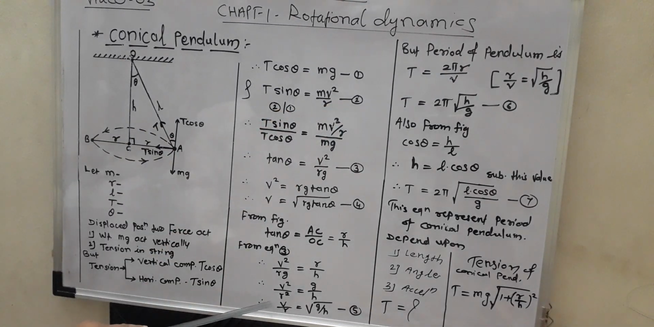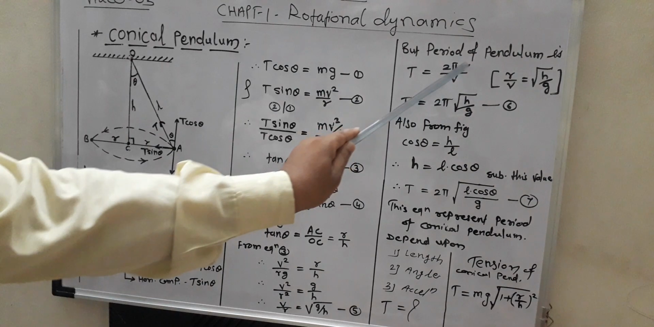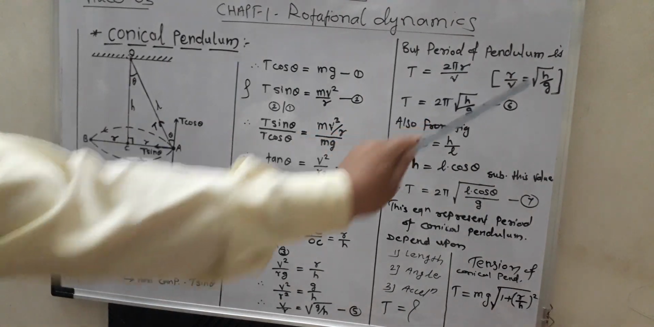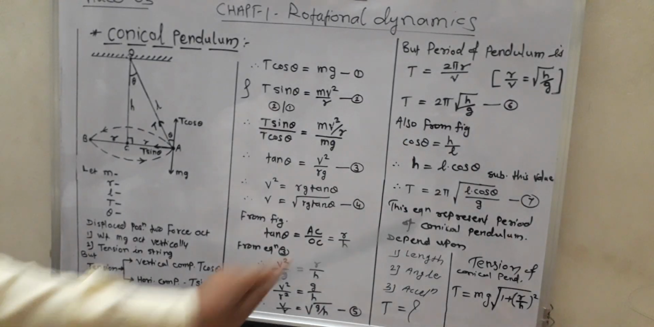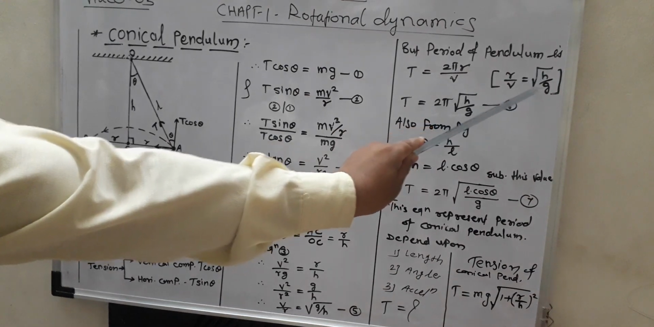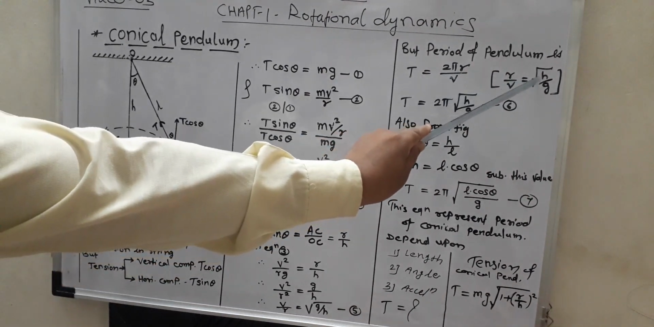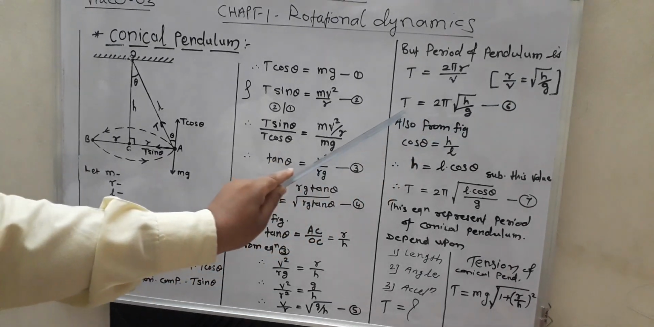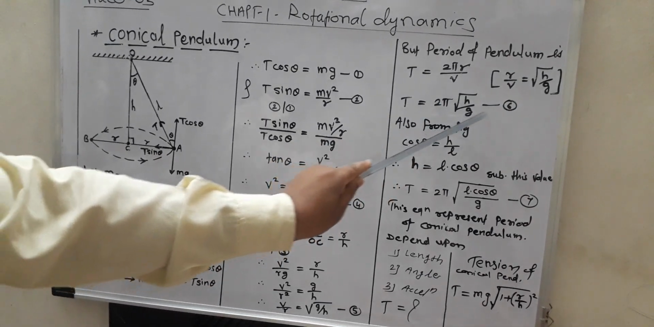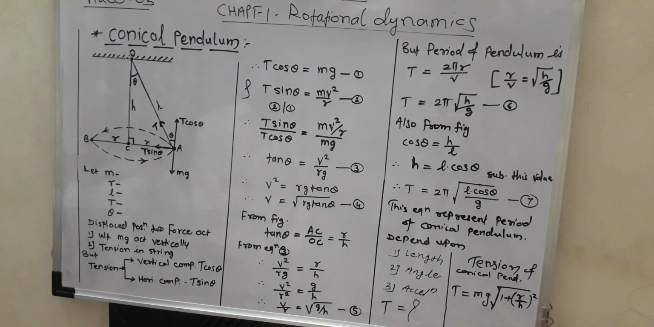But we have to find r upon v, which instead of g upon h is nothing but h upon g. Substituting r upon v, we have to substitute the root of h upon g. Therefore, T is equal to 2 pi under root h upon g. This is equation number 6. This is one type of the period of the pendulum, T is equal to 2 pi under root h upon g.